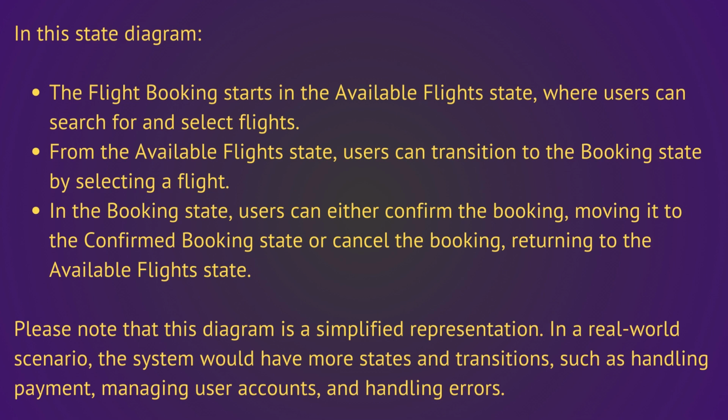In this state diagram, the flight booking starts in the available flights state, where users can search for and select flights. From the available flight state, users can transition to the booking state by selecting a flight. In the booking state, users can either confirm the booking, moving it to the confirmed booking state, or cancel the booking, returning to the available flight state.